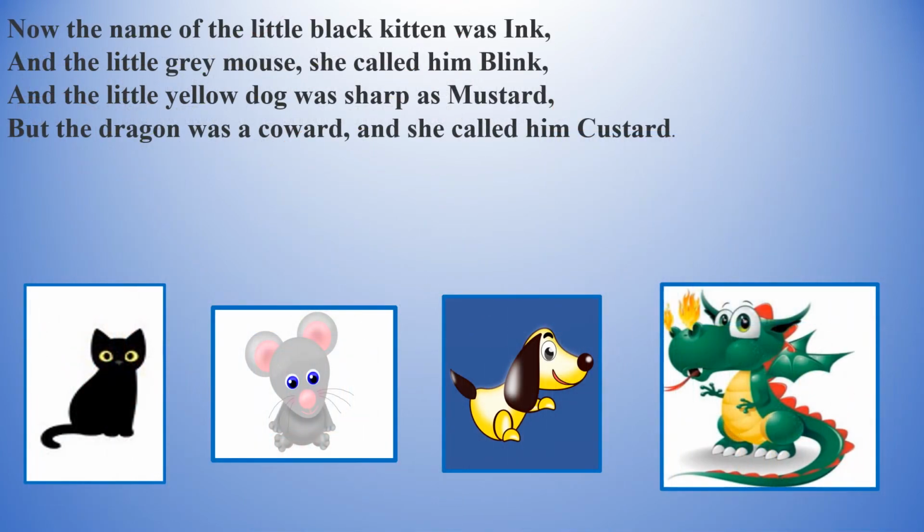Let's read the second stanza. Now the name of the little black kitten was Ink, and the little grey mouse, she called him Blink. And the little yellow dog was sharp as mustard, but the dragon was a coward, and she called him Custard.